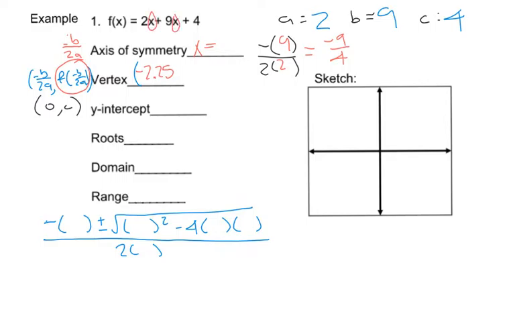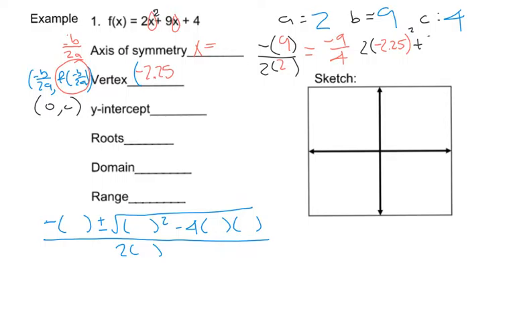So I get 2 times negative 2.25, and you know what? That is missing something. That's supposed to be 2x squared. That's weird. So make that change there.